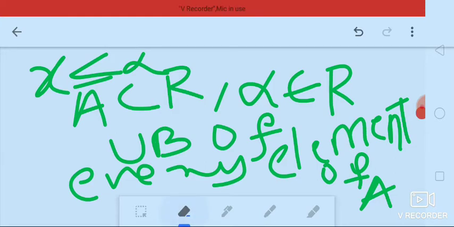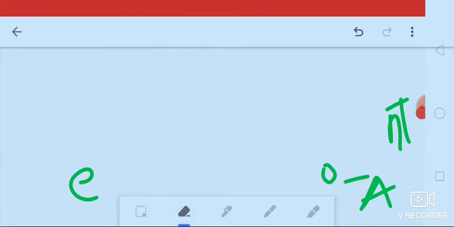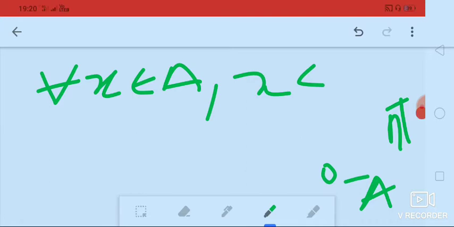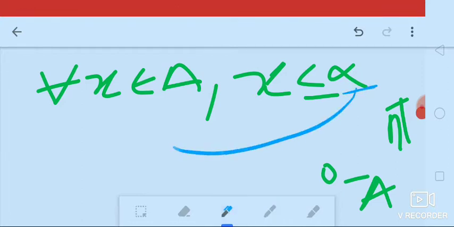So here I am taking every element x belongs to A. If this x is less than or equal to alpha, then we say that this alpha is an upper bound of A.